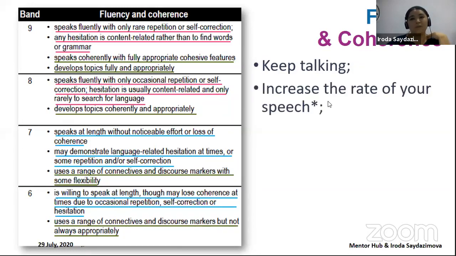And the next one would be to increase the rate of your speech. I'm not talking about speaking too fast. I'm talking about a normal pace of speech that you, for example, have in your Uzbek language or Russian language as well, okay? However, if you speak too slowly because you're trying to think of the words, then probably you need to work on your speed. And on the next slide, I'm going to share one activity that you can use in order to improve it. And yes, use discourse markers.